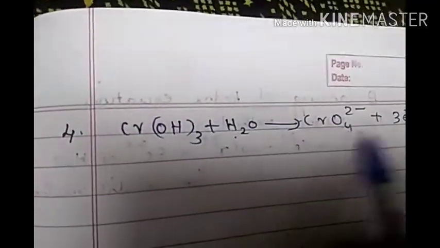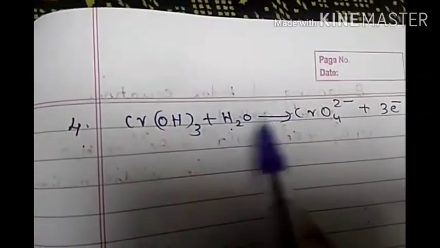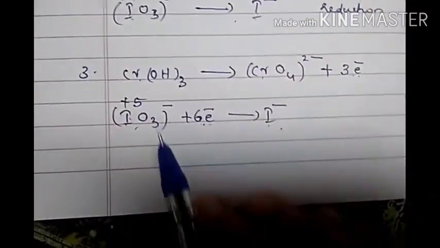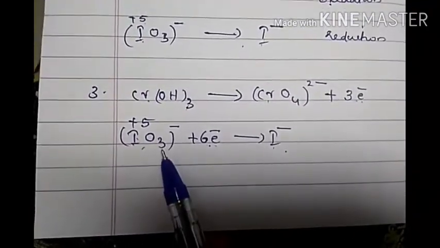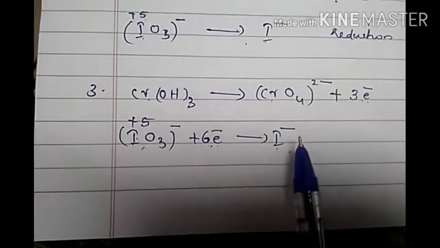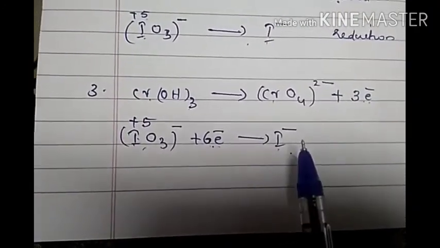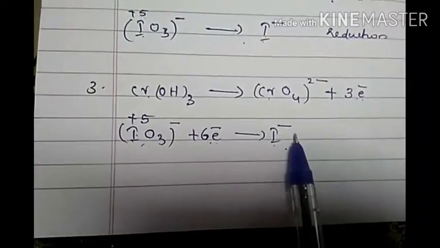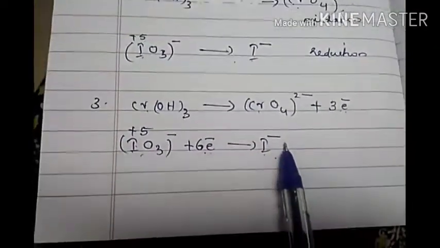Now the number of oxygen atoms is equal on both sides. Here 3 plus 1 is 4, and here also 4 oxygen atoms. Now in the second equation, on the reactant side there are a total of 3 oxygen atoms, but on the product side there is no oxygen atom. So on the product side we have to add water molecules. How many water molecules do we have to add?